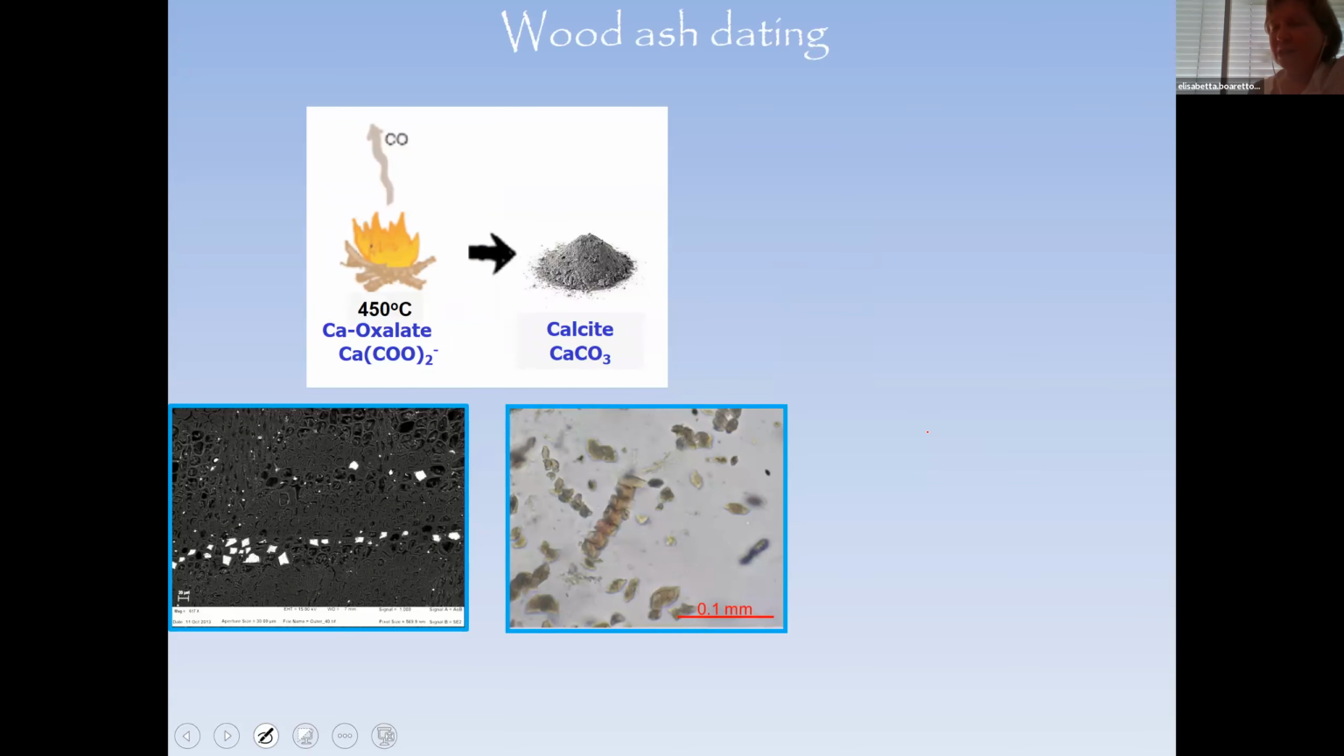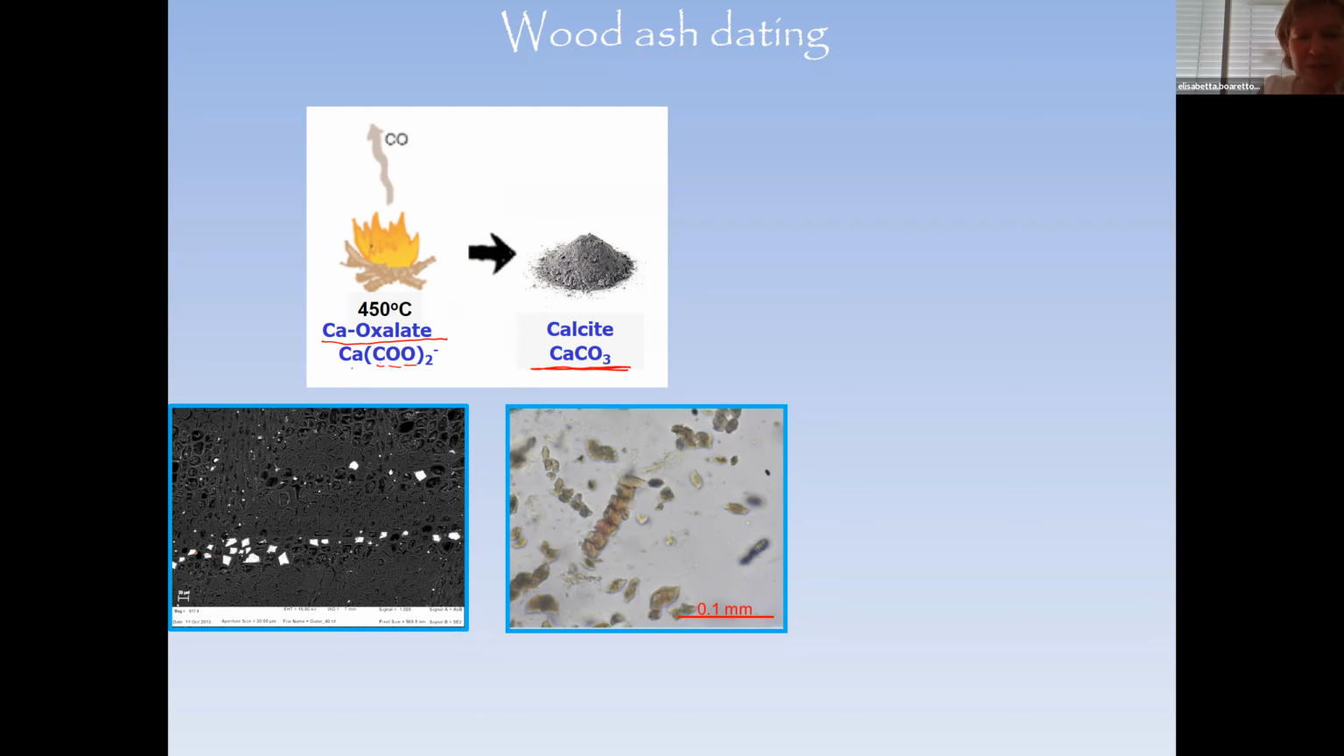So ash, where does it come from? Ash is what remains after you make a fire. And it's not that we have ash inside the tree, of course, because ash is calcite, calcium carbonate. There is no calcite inside the tree. Inside the tree, we have the calcium oxalate: calcium, carbon, oxygen, oxygen.